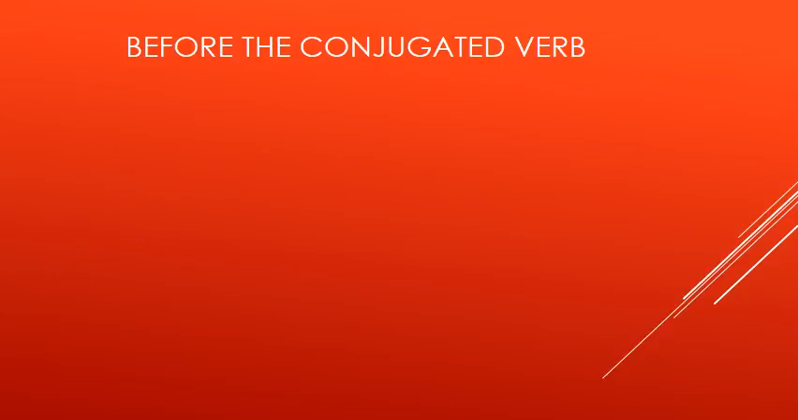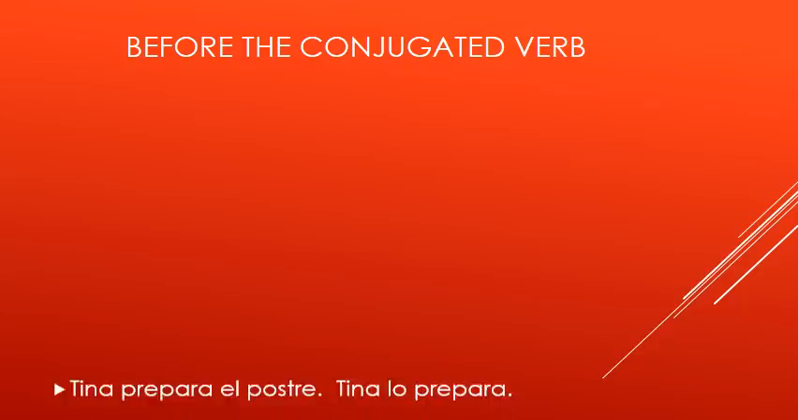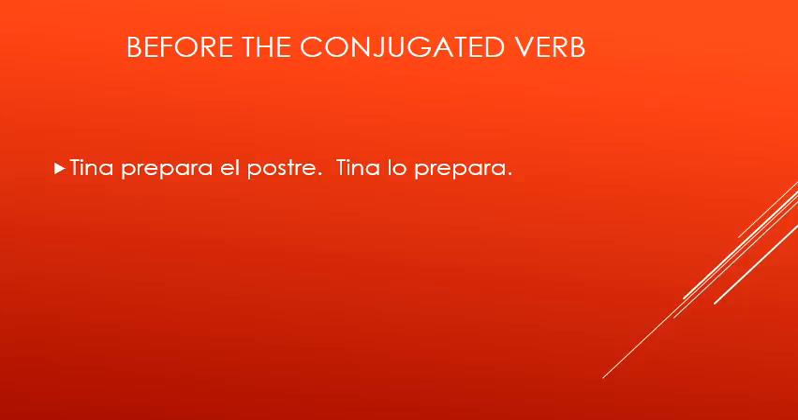Let's take a little bit closer look at that idea. Before the conjugated verb, here's what it looks like. If you have a sentence like, Tina prepara el postre, you'd say Tina lo prepara because el postre is masculine and singular. Use lo. Goes before the conjugated verb. Another example, ¿has visto mi reloj? No, no lo he visto. Lo replaces mi reloj, which is masculine, singular, and it goes before the conjugated verb.